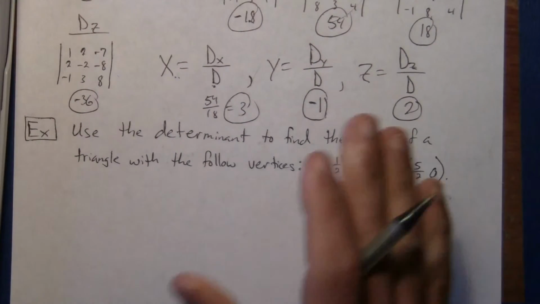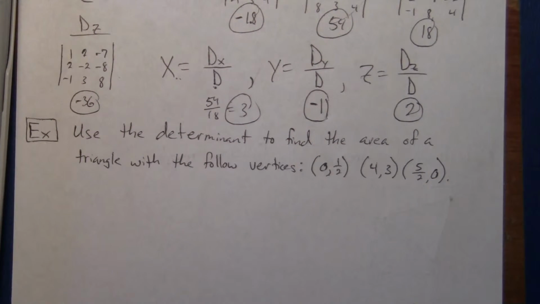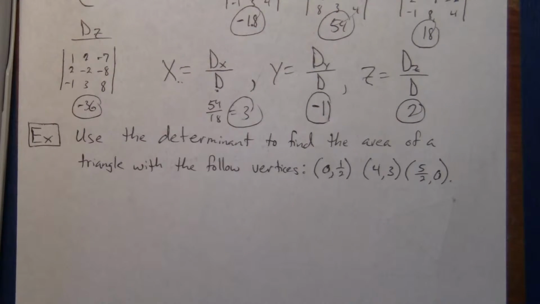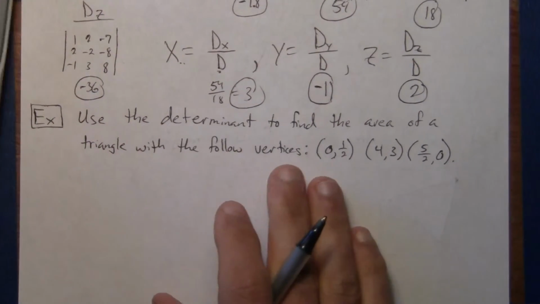So Cramer's rule is mostly calculator work. If I asked you to do this by hand, I would probably give you a 2 by 2. Alright, on to the next one.